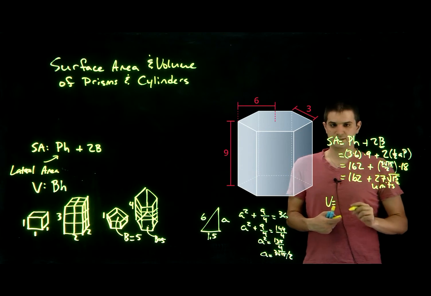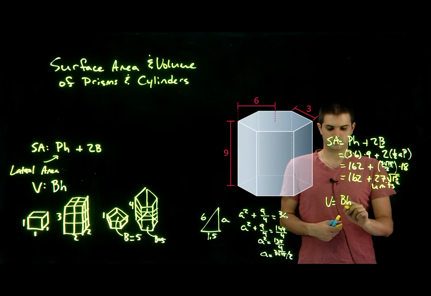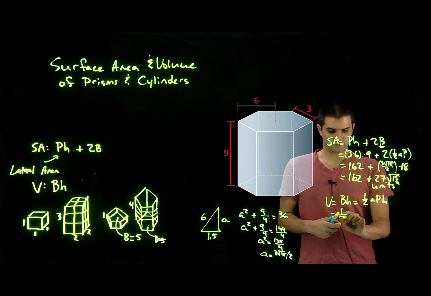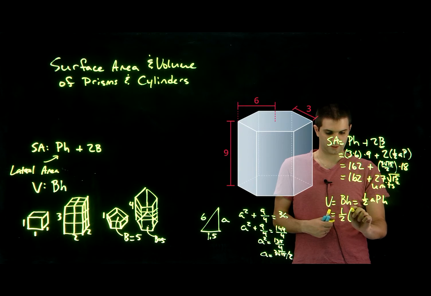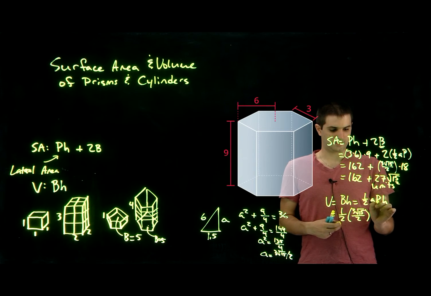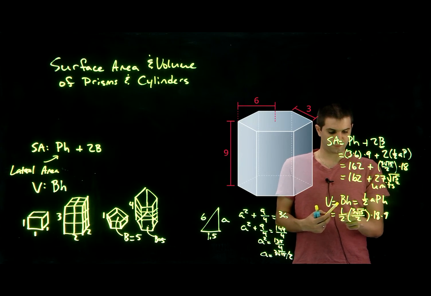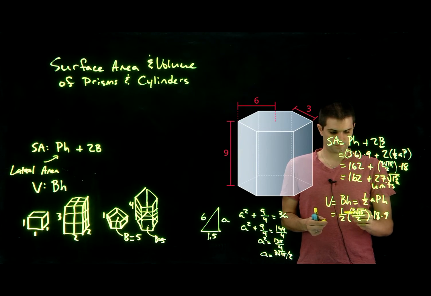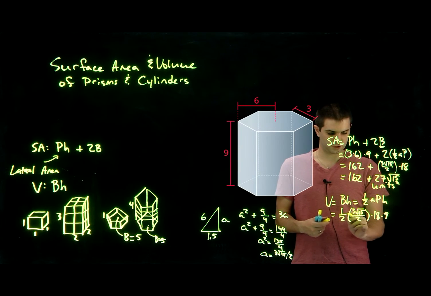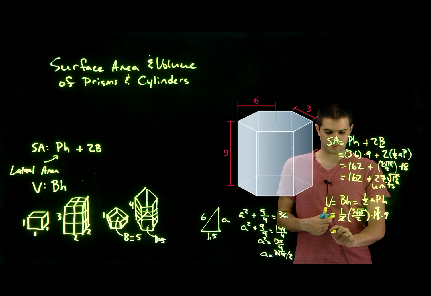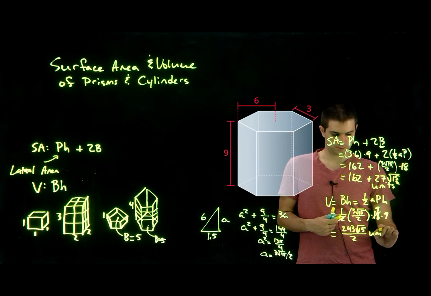Okay. The volume, on the other hand, is a little bit simpler. Area of the base times height, which equals 1/2 APH. So let's plug in those numbers. 1/2. Apothem, again, is 3 root 15 over 2, so times 3 root 15 over 2, times the perimeter, 18, times the height, 9. Here we have 1/4. Let me just do this one at a time. So here we have 2. This becomes 9. Here we have 9 times 9 is 81. 81 times 3 is going to be 243 root 15 over 2 units cubed.